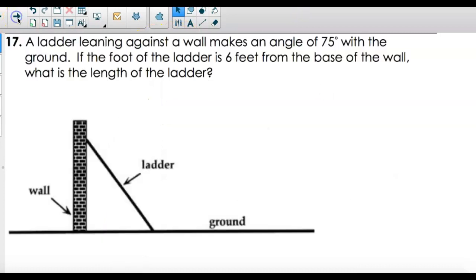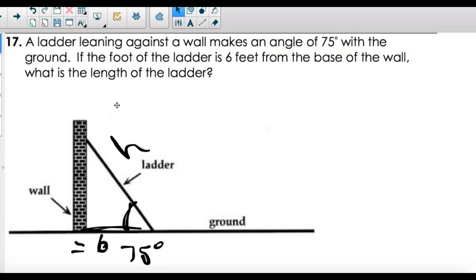Okay, on to our last problem. We have two examples here that I'm going to go over. These are on the back side. So here I drew a picture to represent this problem. A ladder is leaning against the wall. It makes a 75-degree angle with the ground. So we have that this is 75 degrees. We know that the ladder is 6 feet from the wall, so we know that this distance here is 6 feet. What is the length of the ladder? So we have been given this information.